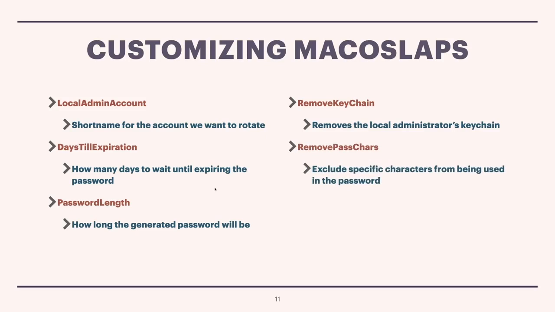Remove pass characters will exclude specific characters from being used in the password. So for instance, if you wanted to exclude, say, the @ symbol or the exclamation point or the pipe, you would just type those specific symbols in there. Exclusion sets would allow us to exclude an entire character set. So if you wanted your password to be all symbols, you would exclude letters and numbers. If you wanted your password to just be all letters, you could exclude numbers and symbols. Or if you just wanted to exclude symbols, you could just use symbols. And that's an array, so you can specify individual strings.